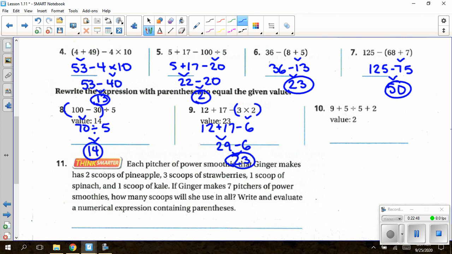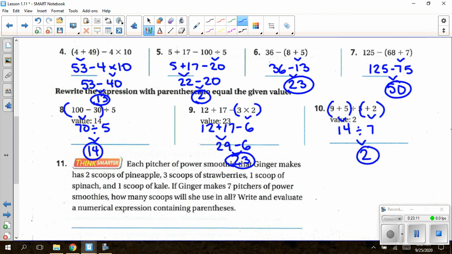So this is another expression where I know in order to get that low of a value, I am going to have 2 sets of parentheses. So I need my parentheses around the 9 plus 5 to get 14, divided by my 5 plus 2 gives me 7. So 14 divided by 7 does give me my value of 2.